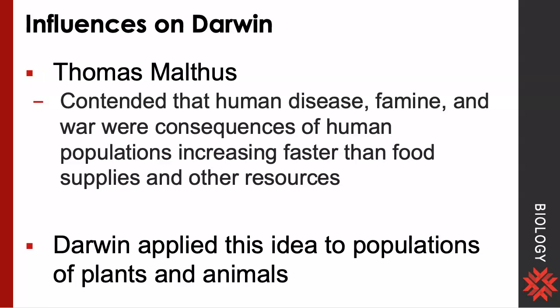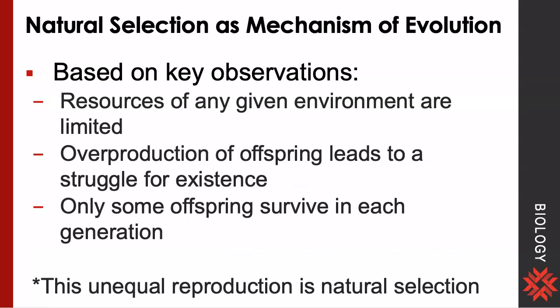So Darwin applied this concept to plants and animals. He said that if this same concept applies in nature, then there are limited resources. Any environment is going to have a certain amount of food and other resources available for these populations. Then the next observation was that if there's overproduction, if there are too many offspring, then these offspring are going to struggle for existence. They're going to have to compete with one another for those limited resources.